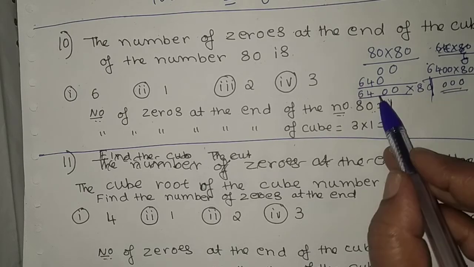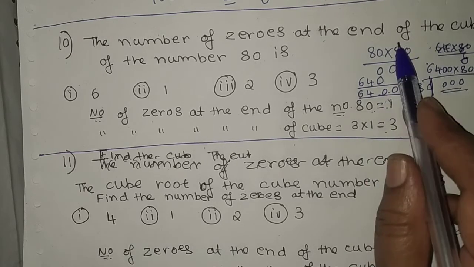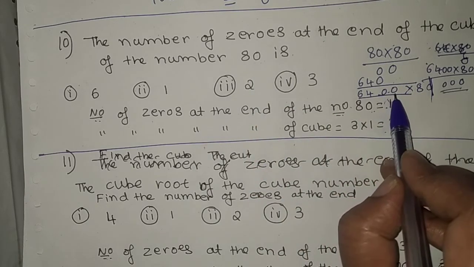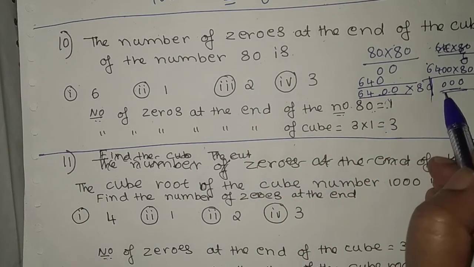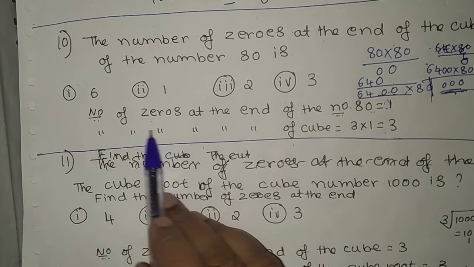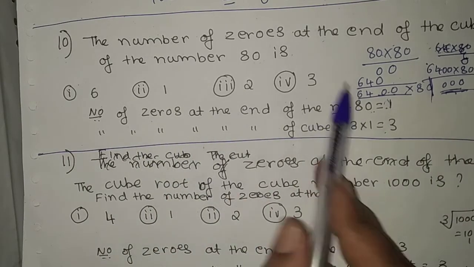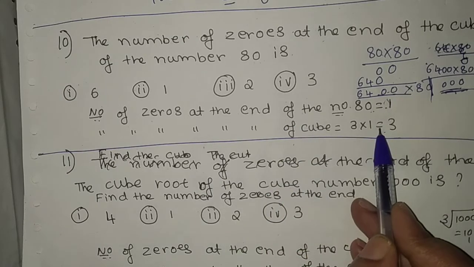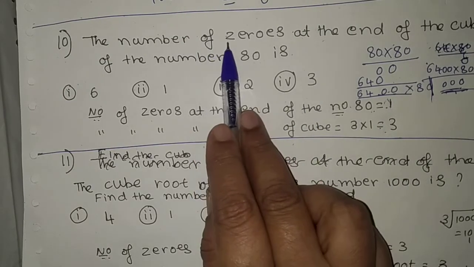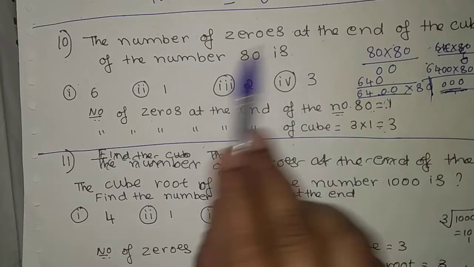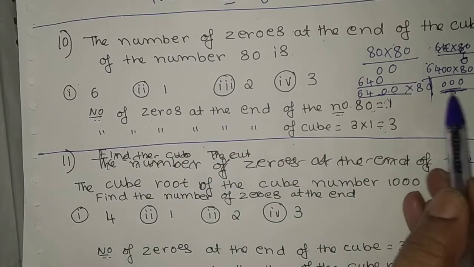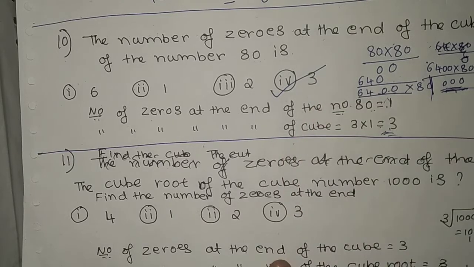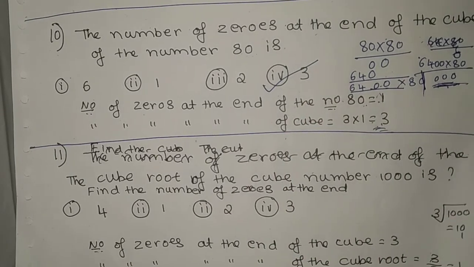See here, once, it has 1. Then when we square it, we get 2. When we cube it, we'll get 3. So the number of zeros at the end of the number 80 is 1, and the number of zeros at the end of the cube will be 3. We want this answer. So what is the answer? That is 3. So option C is the correct answer.